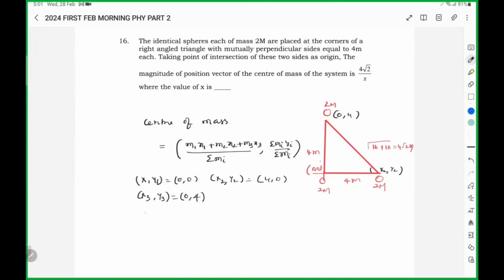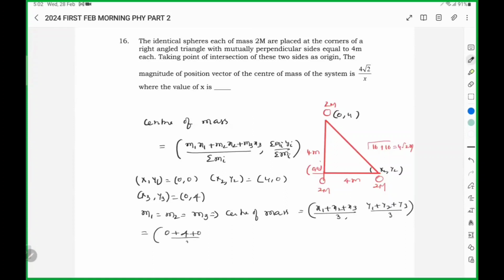So m1, m2, m3 all are equal. Once they are equal, the masses all get cancelled, and the center of mass is simply x1 plus x2 plus x3 by 3, which is here x1 is 0, x2 is 4, plus 0, by 3, y1 is 0, y2 is 0, and the center of mass will be at a distance.